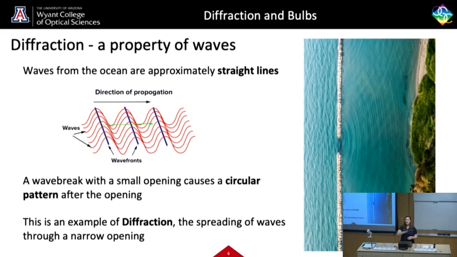So if you think of these waves oscillating in space and all of the peaks as kind of like water waves that you would see on the beach, the direction of propagation is kind of like the direction of a water wave as it would come towards you at the beach. We know from the external world that waves from the ocean are approximately straight. But we have this example of these straight water waves hitting a small opening on the wave break. And this small opening changes those flat-topped waves to a circular pattern as those waves expand past that small opening. This is an example of diffraction in the real world, a spreading of waves through a narrow opening.